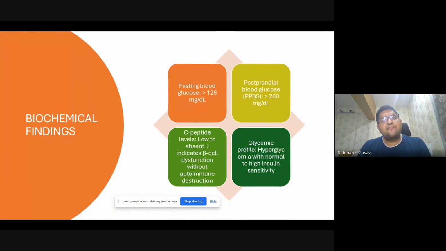So the key investigations in MRDM are fasting blood glucose greater than 126 mg per deciliter, a PPBS of greater than 200 mg per deciliter. C-peptide may be low or absent, indicating beta cell dysfunction without any autoimmune destruction. And glycemic profile, where there is hyperglycemia with normal to high insulin sensitivity.